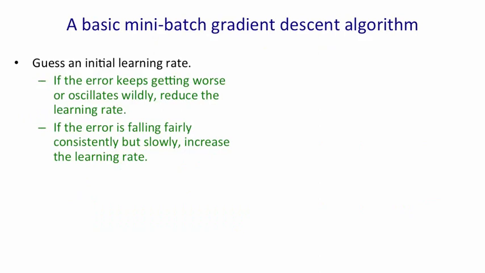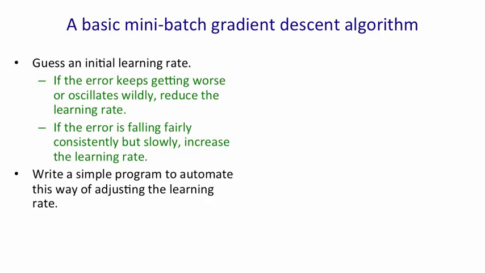I'm now going to describe a basic mini-batch gradient descent learning algorithm. This is what most people would use when they started training a big neural net on a big redundant dataset. You start by guessing an initial learning rate, and you look to see if the network learns satisfactorily or if the error keeps getting worse or oscillates wildly. If that happens, you reduce the learning rate. You also look to see if the error is falling too slowly. You expect that the error might fluctuate a bit if you measure it on a validation set, because the gradient on each mini-batch is just a rough estimate of the overall gradient. So you don't want to reduce the learning rate every time the error rises. But what you're hoping is the error will fall fairly consistently. And if it's falling fairly consistently and very slowly, you can probably increase the learning rate.